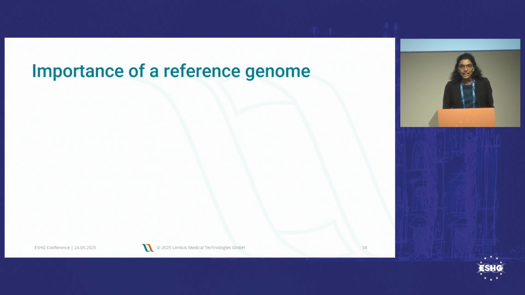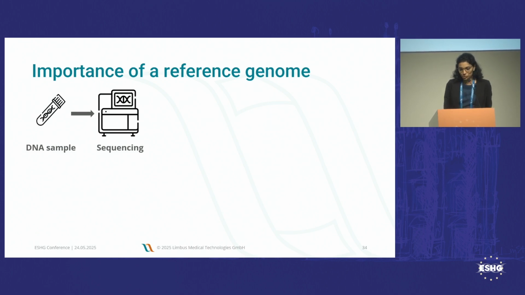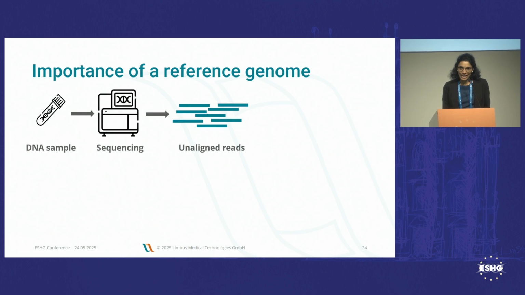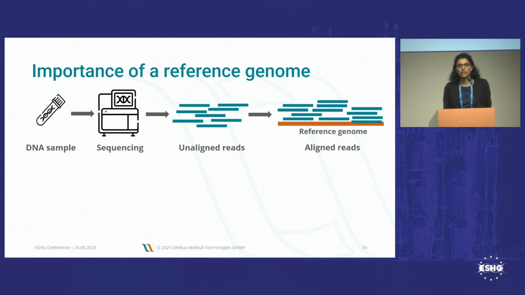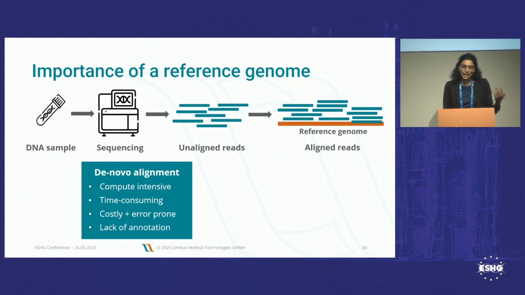When we get a patient sample and sequence it, what we get out of the sequencer are reads which are not aligned. For aligning, we normally use a reference genome, where we can compare it with the patient sample and call the variants out. But one also has a choice sometimes to do the alignment de novo. But it is compute intensive, time consuming, and it also lacks annotation.